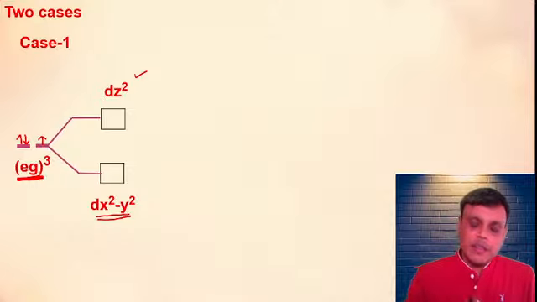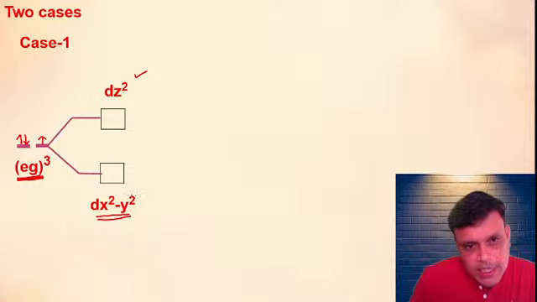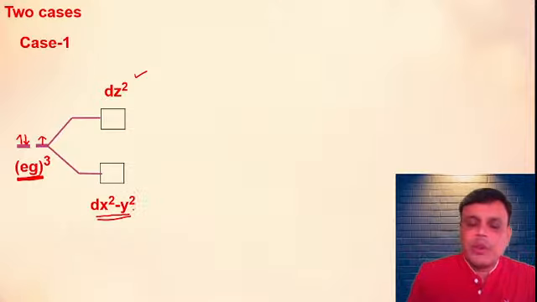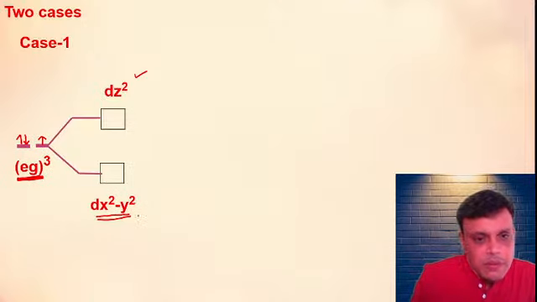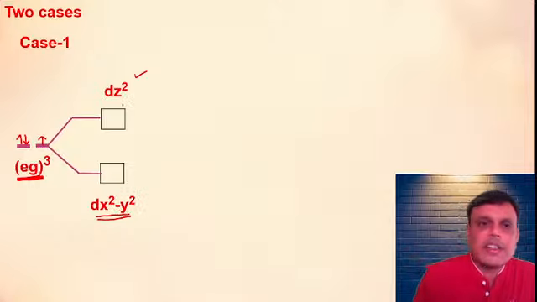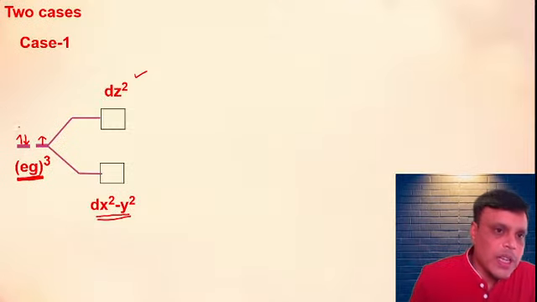So here in first case two cases are there. पहले केस में dx square minus y square is lower in energy होगा, and second केस में dx square minus y square will be higher in energy. These two cases are there. So let us see case number 1. In case number 1, dx square minus y square is lower in energy and dz square is higher in energy. ठीक है? Understood?